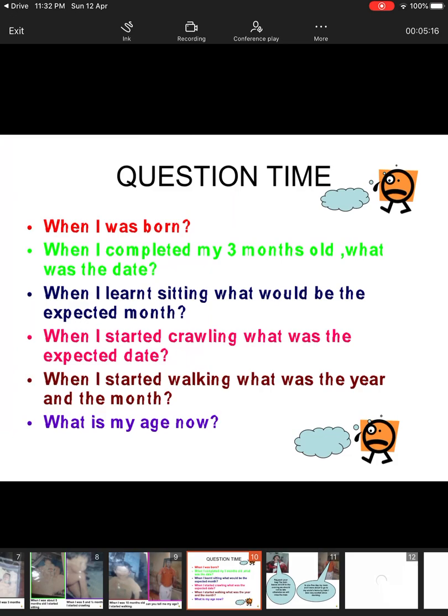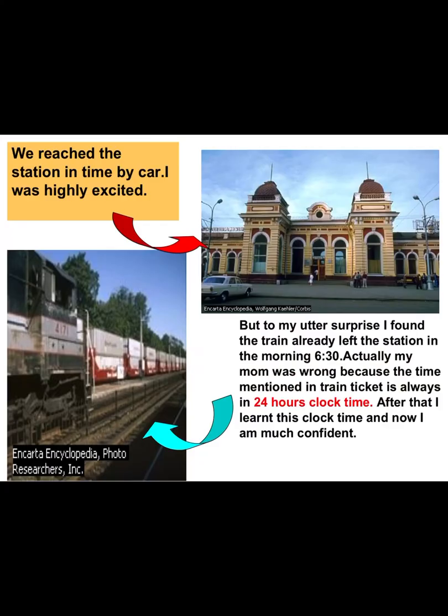Now at last we reached the station in time by car. I was highly excited. So see the picture, it shows the station where he reached. But at that next moment, what is he telling? But to my utter surprise, I found the train had already left the station at 6:30 in the morning. Actually, my mom was wrong because the time mentioned on the train ticket is always in 24-hour time.